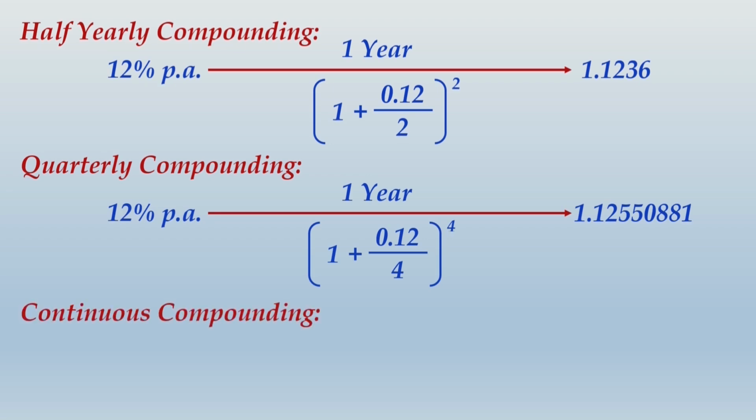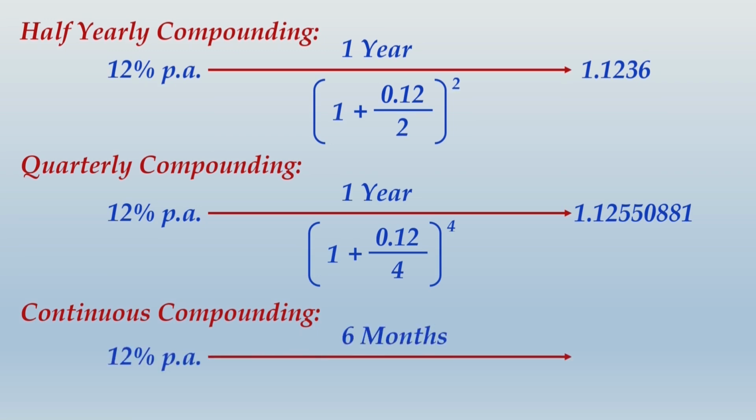If it is 12% per annum and the applicable period is just 6 months, we have learned one thing in the earlier class: it will be e raised to r into t. Here r is the rate of interest based on continuous compounding, and t is the time in years, that will be 6 by 12. As a result, 6 by 12, that is 0.5, into 0.12 will give you 0.06.